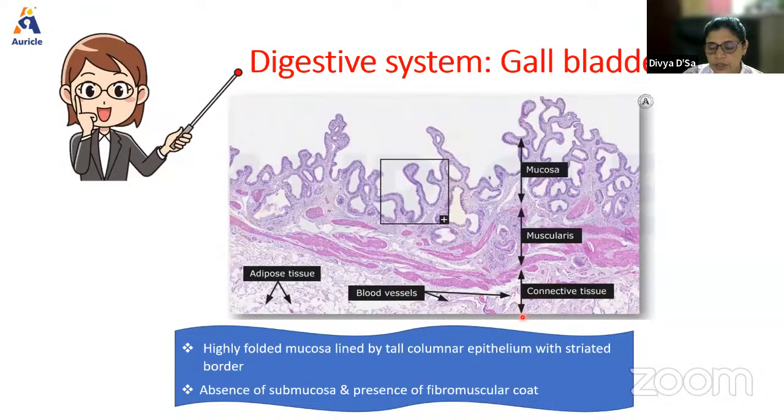If we take a section of the fundus part as well as the body part, which is not in relation to the liver, that portion is covered by the serosa. Okay, so the portion which is in relation to the gallbladder fossa will not be covered by the serosa. So based on that, we will see the adventitia or serosa there.